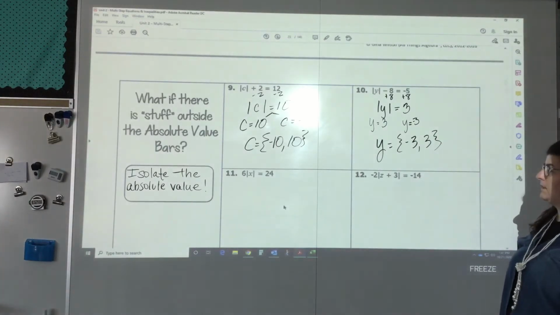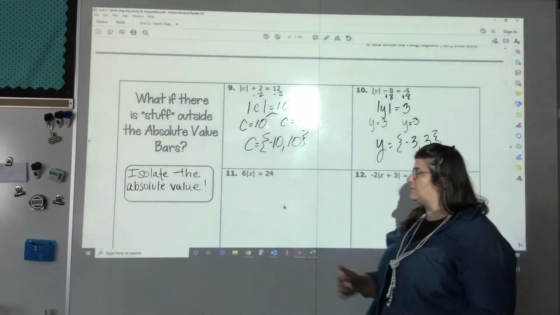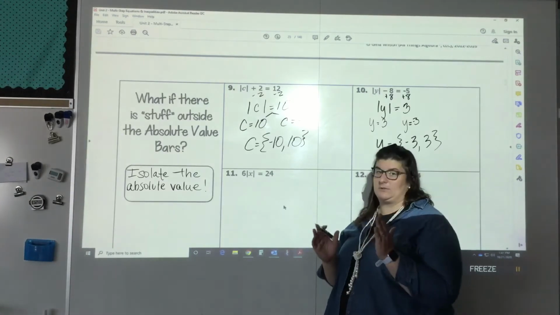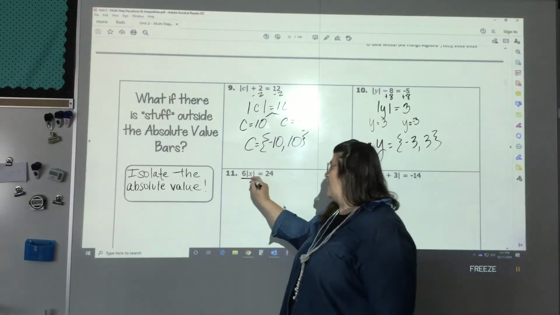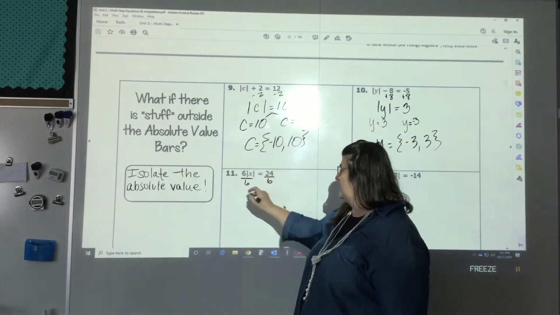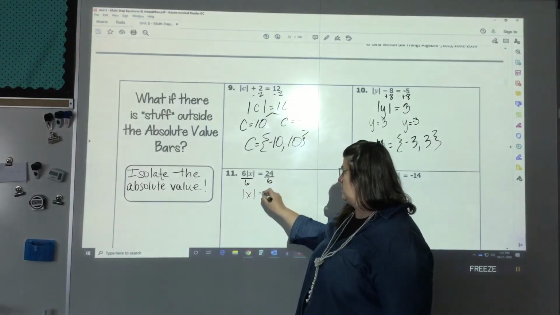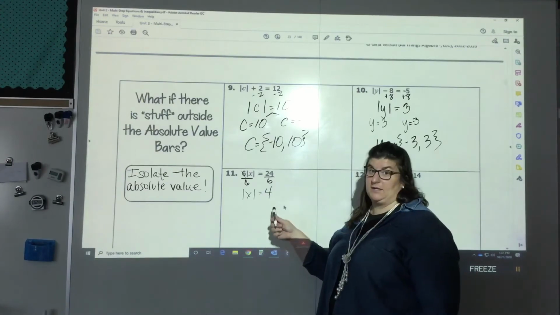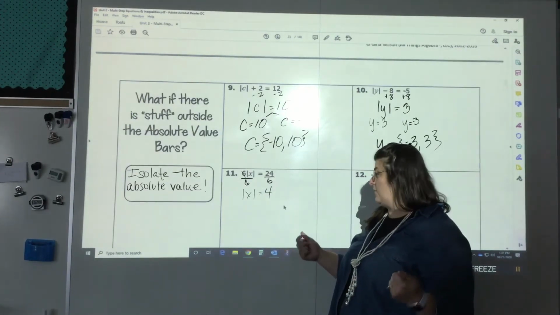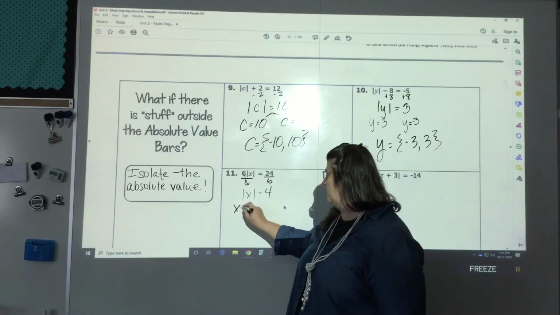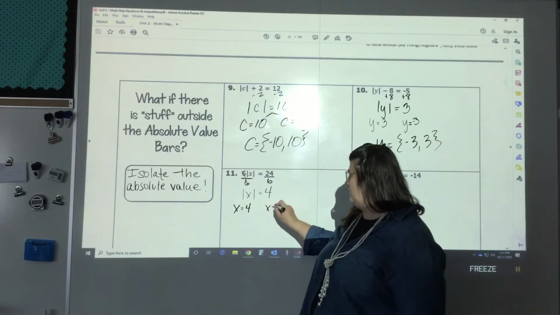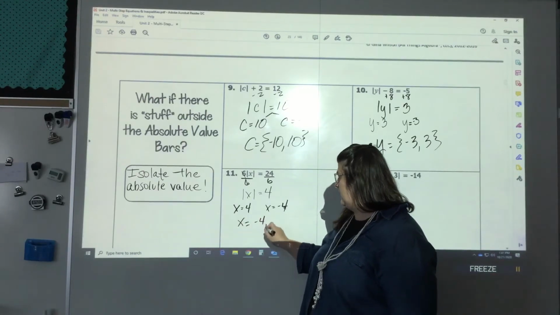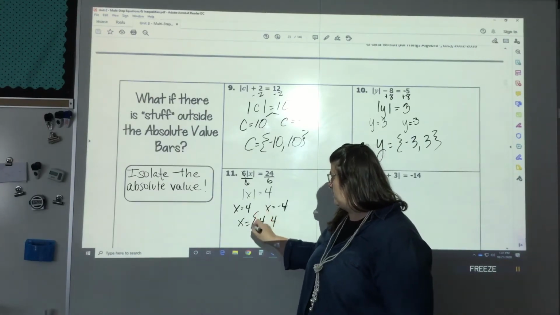All right? Sometimes we're going to need to divide first. So I have 6 times the absolute value of x equals 24. I need to get the absolute value by itself, so I'm going to divide by 6. These guys cancel out. Absolute value of x equals 4. I'm going to break the absolute value apart and set it equal to 4 and negative 4. So my solution set is negative 4, 4.